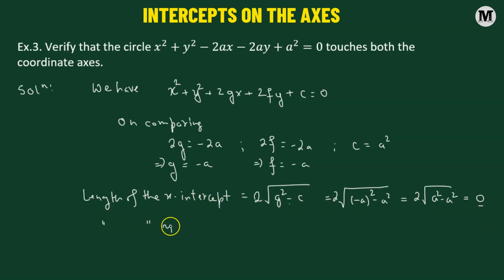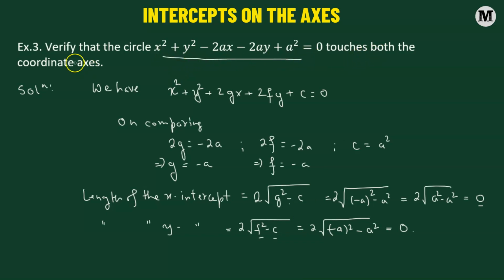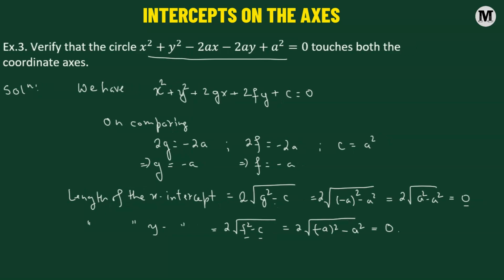Similarly, we can find the length of the y-intercept. That's going to equal 2 times the square root of f squared minus c. If we substitute the value of f with negative a, we get negative a squared minus c. The value of c is a squared, and this is also giving us 0. This tells us that f squared must equal c, meaning the circle is touching the y-axis as well. So we have verified that the circle given by this particular equation touches both the coordinate axes.